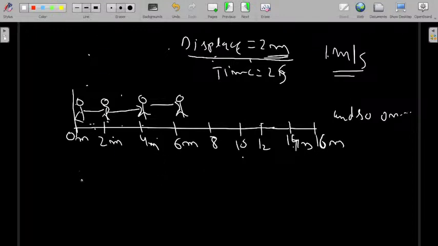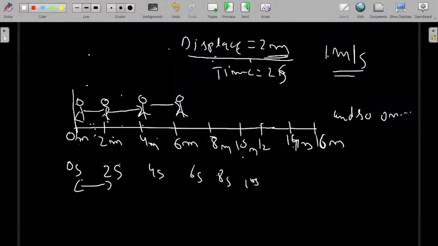Okay, so at 0 seconds, you were at 0 meters. At 2 seconds, you were at 2 meters. At 4 seconds, you were at 4 meters. At 6 seconds, at 6 meters. At 8 seconds, 8 meters. 10 seconds, at 10 meters, and so on. So you see, you are covering an equal distance of 2 meters every time in an equal interval of time.